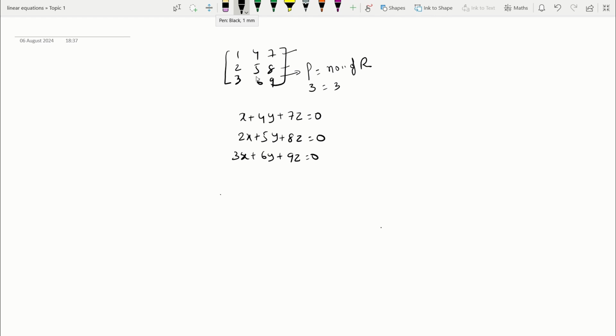If I want to check independence or dependence between the columns, the same logic applies. Find out the rank, then compare with the number of columns. If rank is equal to number of columns, then you can say that all those columns are linearly independent. They don't have any relation between those columns. That is the second application of the rank.